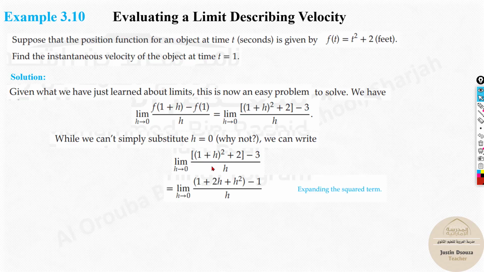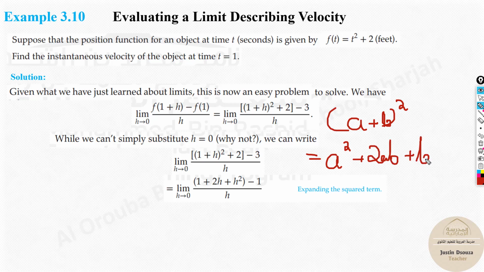Now you're finding the limit of this, so you can simplify this further. You can use the a plus b the whole square identity. A plus b the whole square is a square plus 2ab plus b square, and then you get this answer. So a is 1, b is h. So 1 square plus 2 times 1h, that is 2h, plus h square.